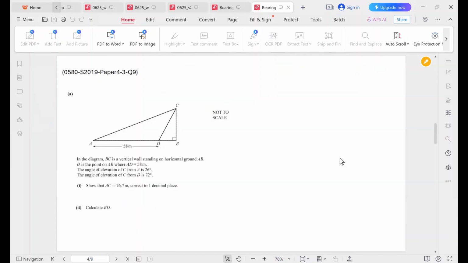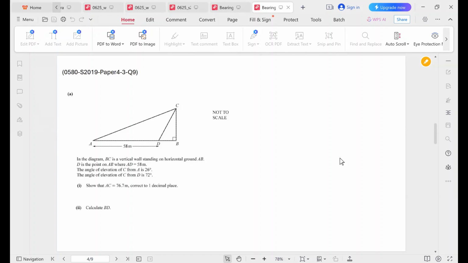So in this problem here, we're told in the diagram BC is a vertical wall standing on horizontal ground AB. D is the point on AB where AD equals 58. The angle of elevation of C from A is 26. The angle of elevation of C from D is 72. Show that AC equals 76.7, correct to one decimal place, and then calculate BD.